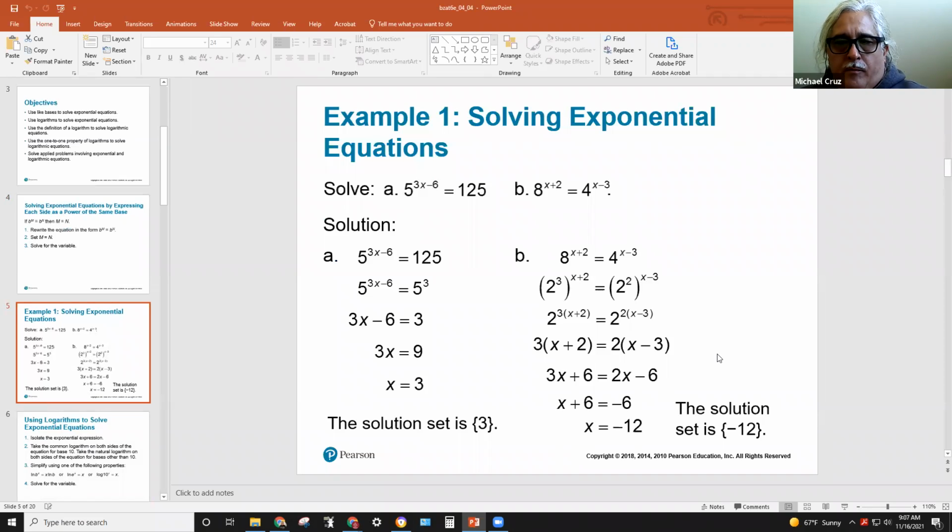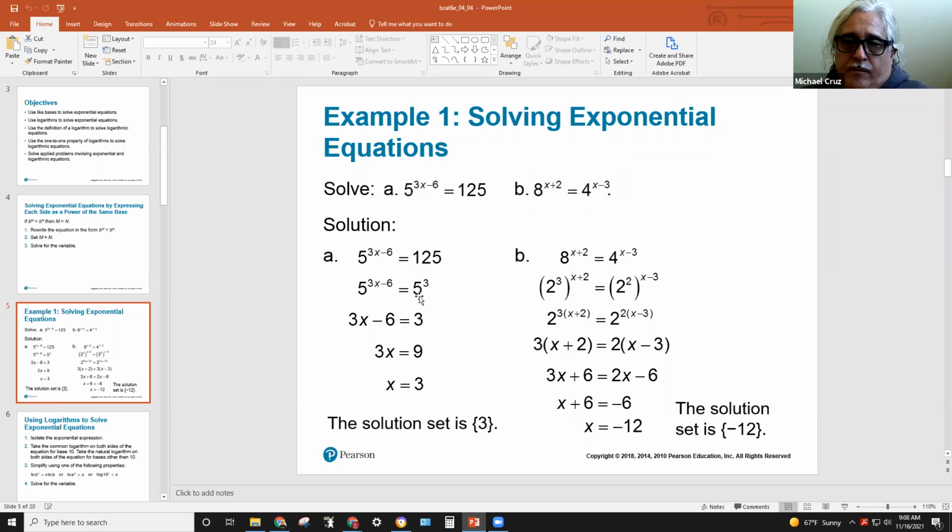All right, here's one, A. It says solve 5 to the 3x minus 6 power is equal to 125. Now, the way these stand, they don't have a like base, but this side over here can be written as 5 cubed. 5 times 5 is 25. 25 times 5 gives us 125.